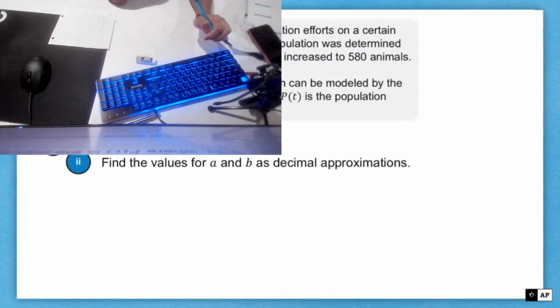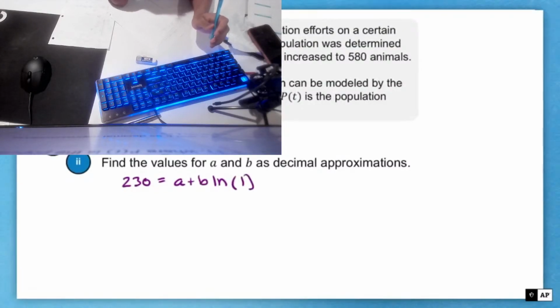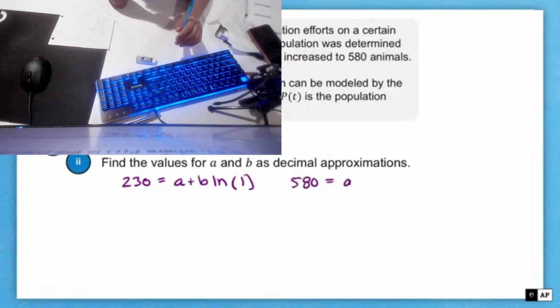So now we can go ahead and jump into part 2. It says find the values for a and b as decimal approximations. So we already have that equation that 230 is equal to a plus b ln of 0 plus 1. I can simplify that to just 1. And then my second expression, I had 580 equals a plus b ln of 6 plus 1. I can simplify that to 7.